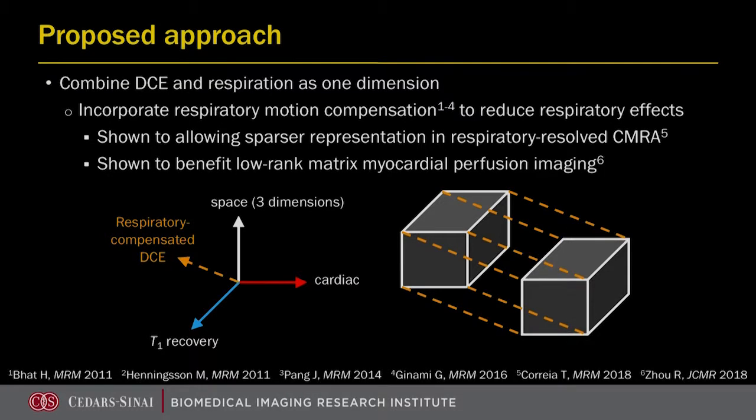And so our approach is to actually combine the DCE and respiration as opposed to separate dimensions, go with a partially multidimensional approach. And so we have a respiratory motion compensated DCE dimension, essentially. And I'll show what that means a little clearer in a bit. And the respiratory motion compensation has been shown to allow a sparser representation for respiratory resolved CMRA and has been shown to benefit low-rank matrix myocardial perfusion in the past.